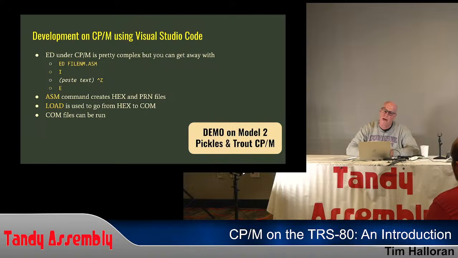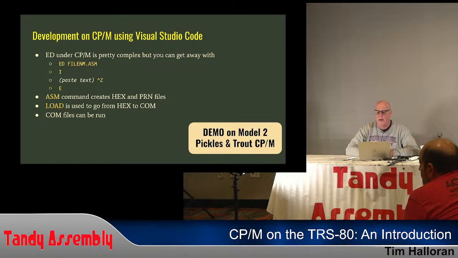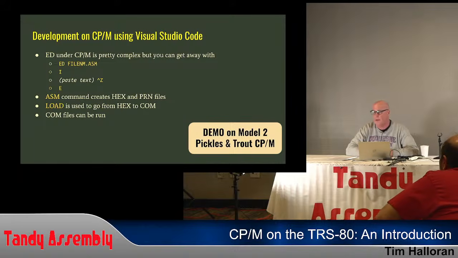So then the next command, once you have an assembly language file, will run as ASM, which creates two files, a hex file and a print file. I'll show you those. But it doesn't, interestingly, create something you can run. The hex file is a representation of what you'd run, but it's text. Then you use the LOAD command to go from hex to a COM file. And the COM file is what you can actually type the name of and run the command. PIP.COM and these other programs that are in CP/M are just the same as doing this. So let's actually play around with this with pickles and trout.